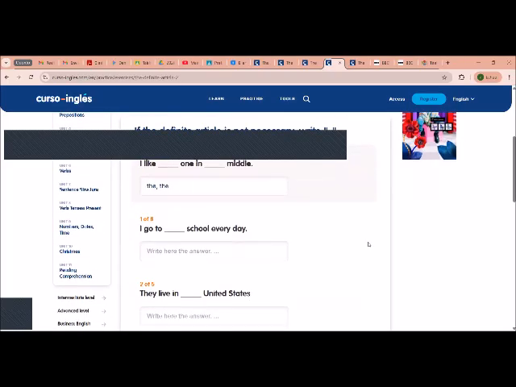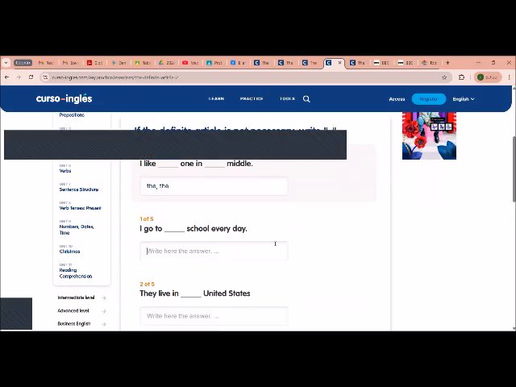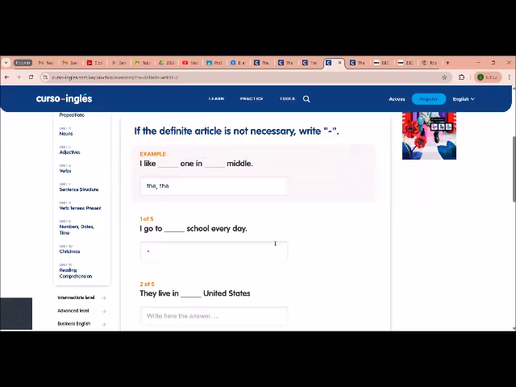Let's go with Fonseca. I go to school every day. Exactly. You don't need any article. I go to school every day. I go to the bus station and take whatever bus. I go to the train station and I take the train. But school is super general.